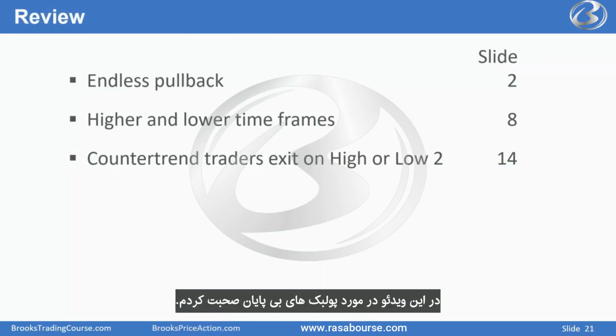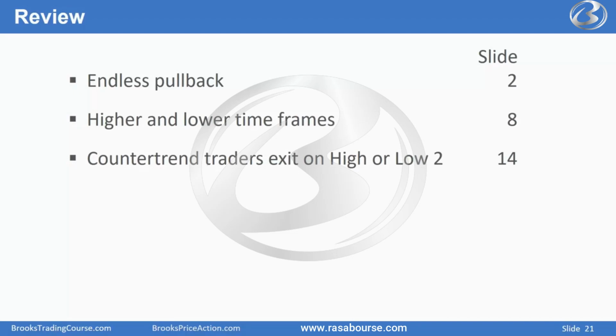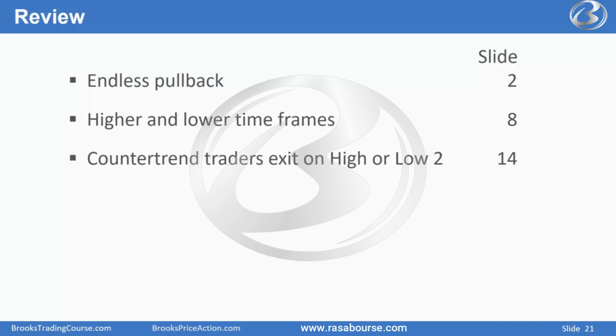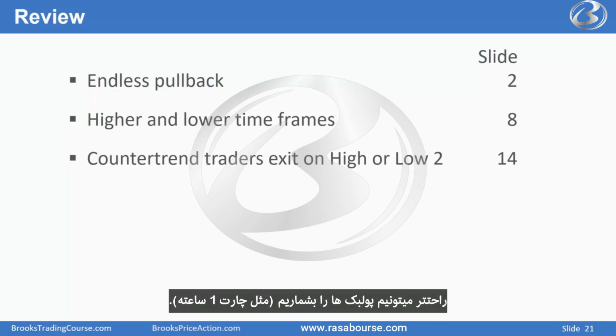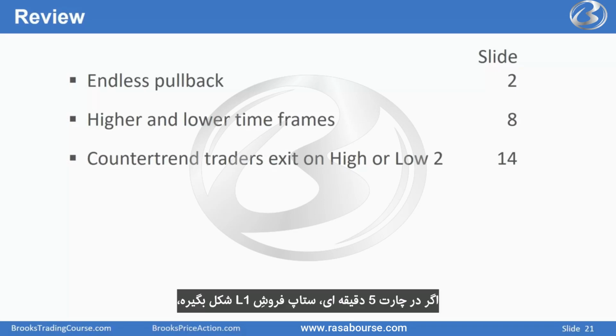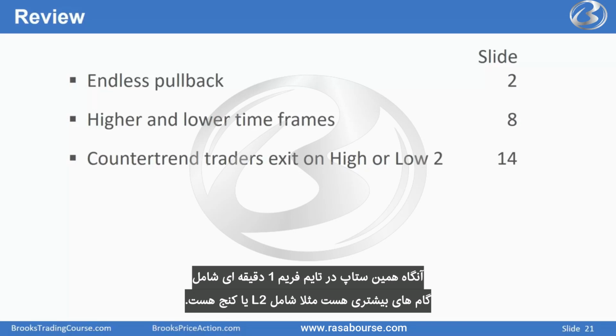In this video, I talked about endless pullbacks in tight channels lasting 20 or more bars. They have a 50% chance of leading to a trend reversal. I also talked about pullbacks on higher and lower time frames. If you have a pullback on a 5-minute chart that seems to last forever, 50 bars, 100 bars, and it's hard to read the count, sometimes it's easier simply to look at a higher time frame chart, like a 60-minute chart, and things can be much more clear. Also, if you look at a low one short on a 5-minute chart, you can infer a low two or a wedge bear flag on a small time frame chart, like a 1-minute chart.